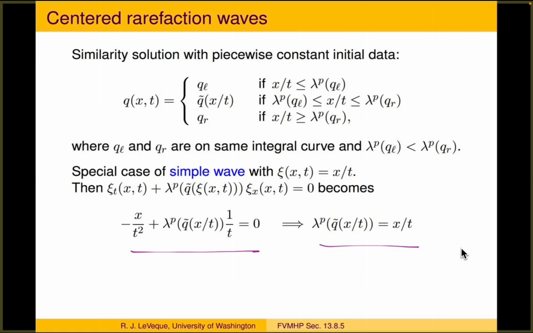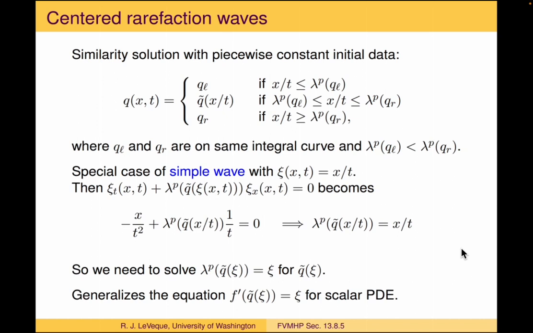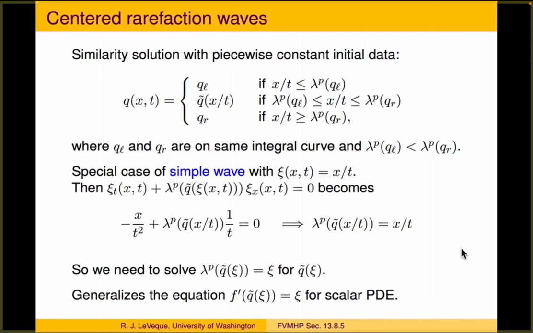In order for the solution to be a simple wave, it has to satisfy this, but we want it to be not just any simple wave, but a simple wave in which the parameter xi is varying in this self-similar way. So we can think of that as we need to solve this equation, lambda p of q tilde of xi is equal to xi, for q tilde as a function of xi, and that will tell us how the solution varies through the rarefaction wave.